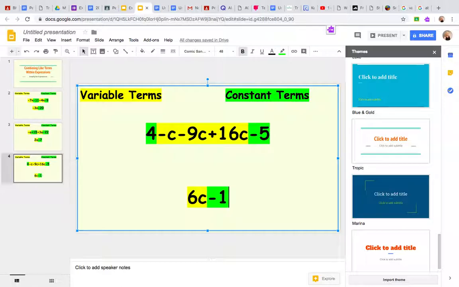We've simplified it. It's just important to remember that whenever you're working the problem, put your variable terms first when you're simplifying and then your constant terms. So in this example, we started out with a constant term, but we still want to give the simplified expression with the variable term first.